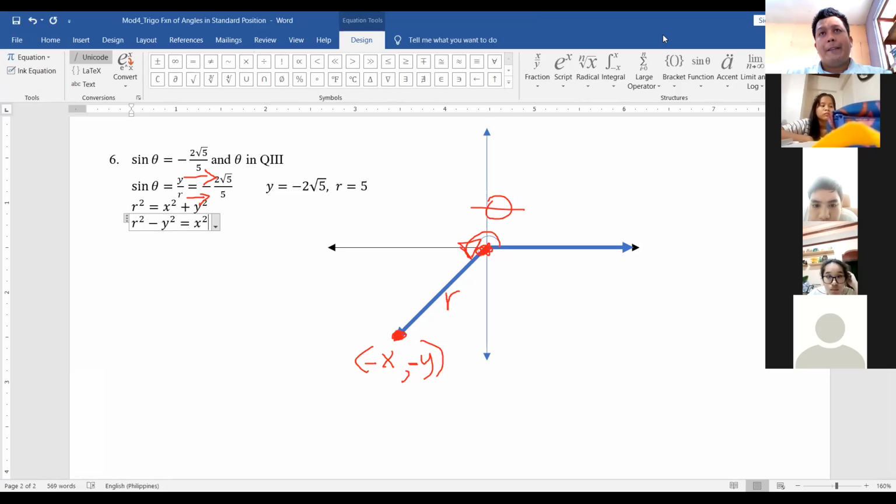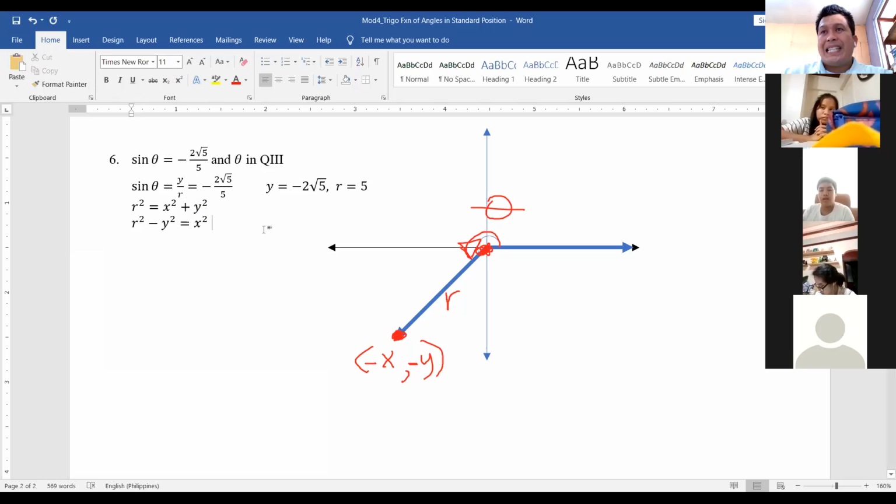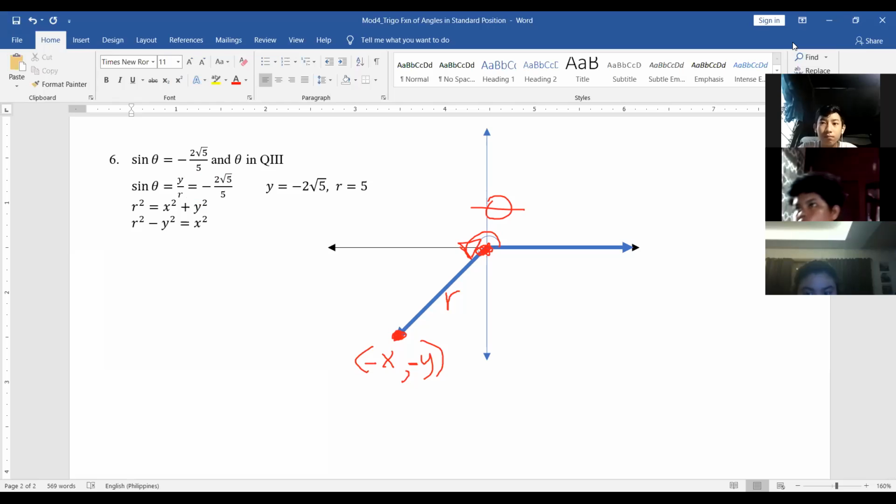Question before we proceed? And then later on, you might want to ask, where did you get that x, sir? From the formula again. Where did r squared plus y squared come from? From the formula for modulus or distance formula. Are you with me, class? That's good, that's good. Okay, let's continue.